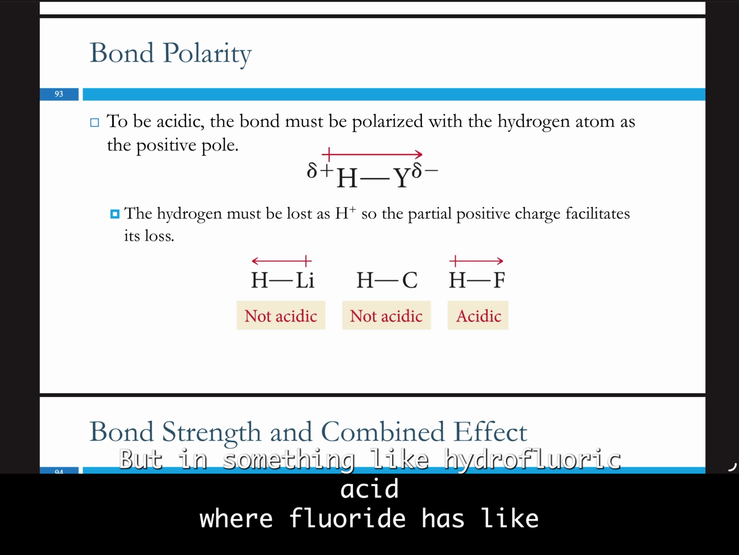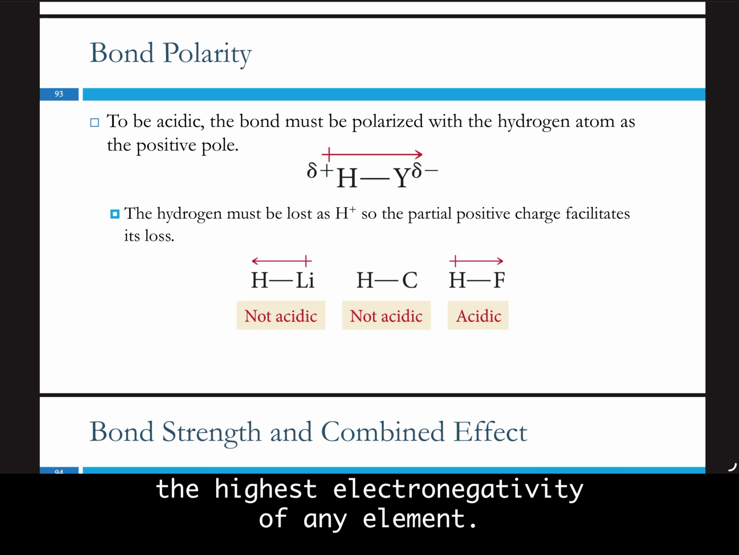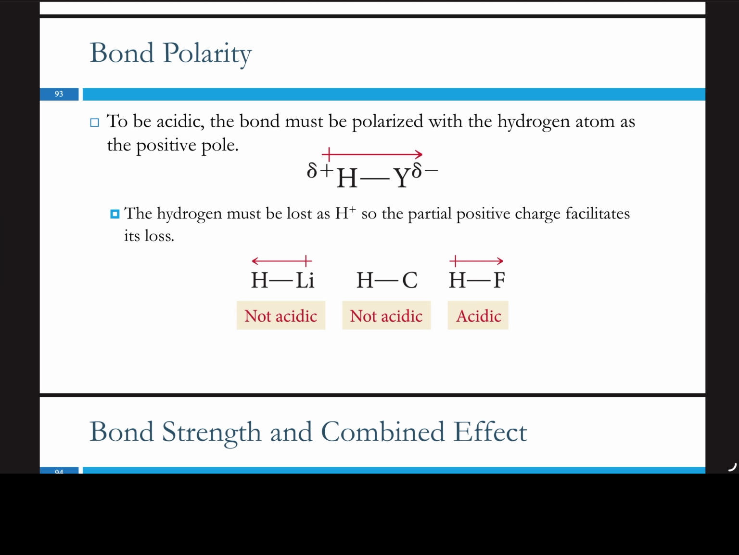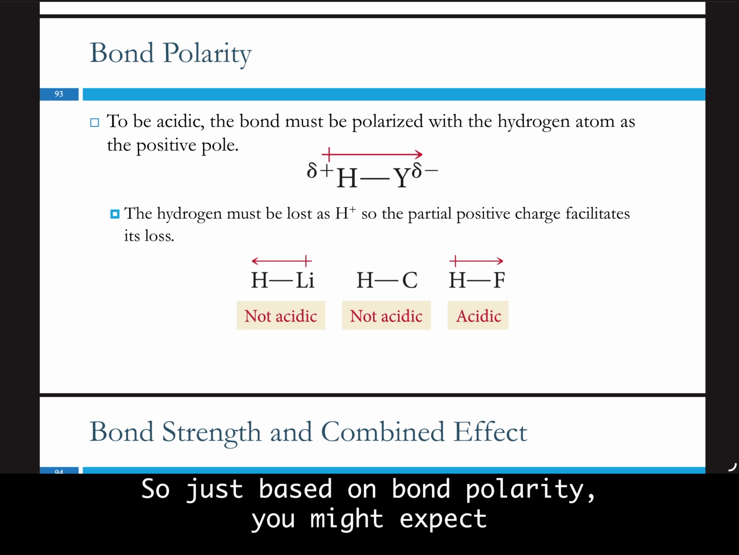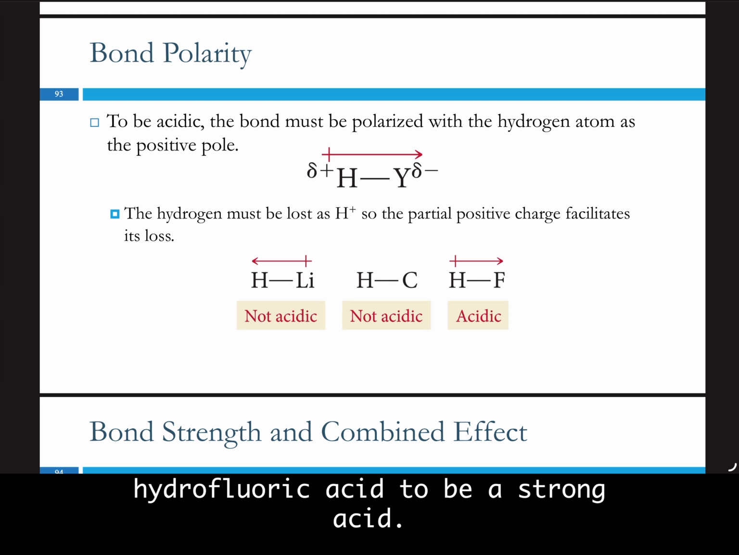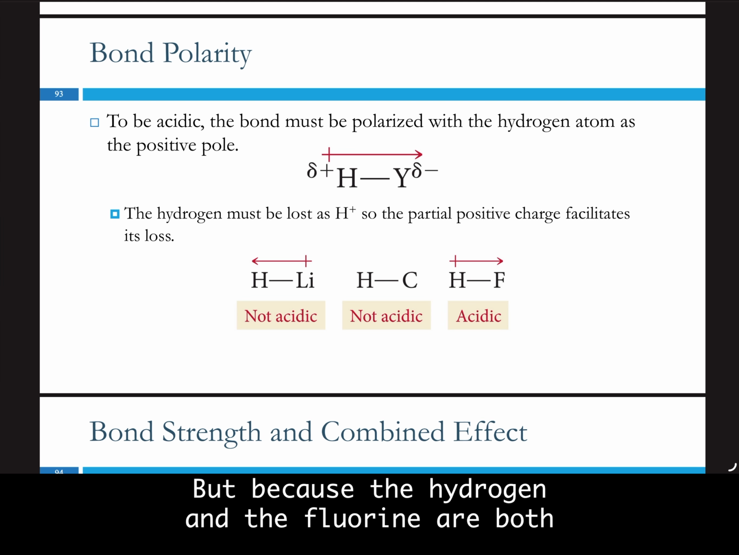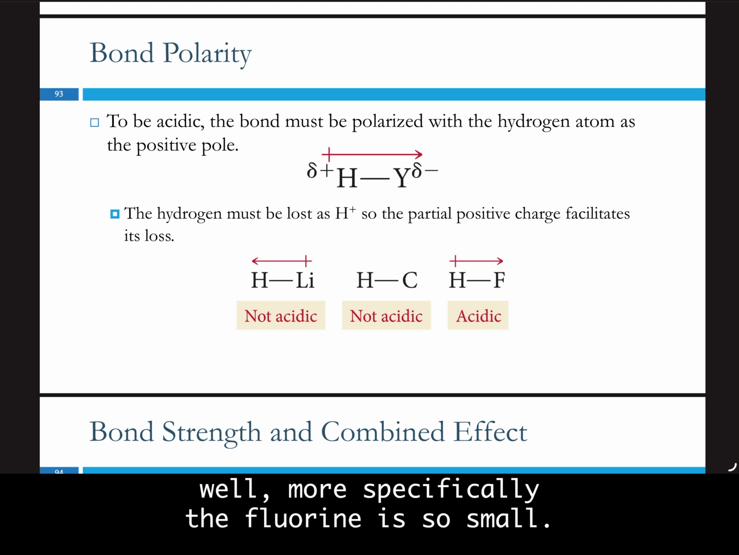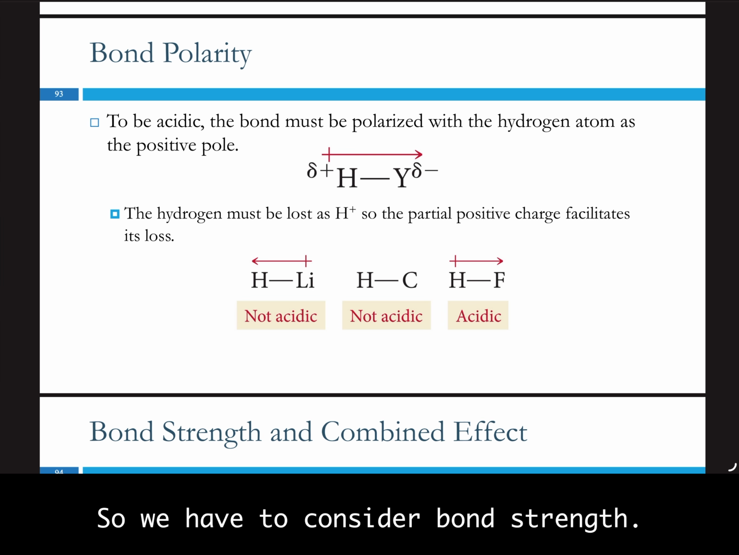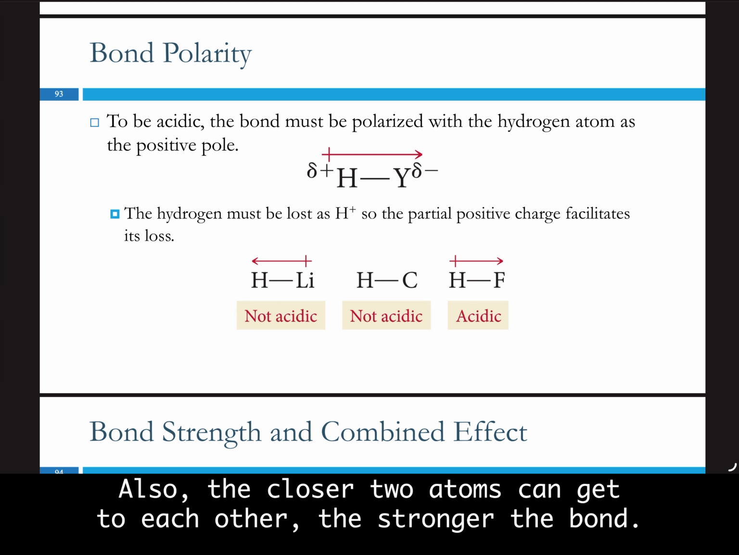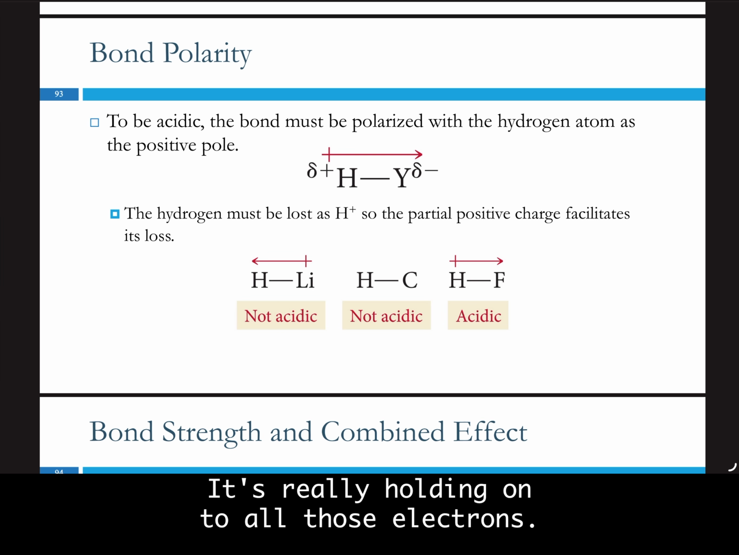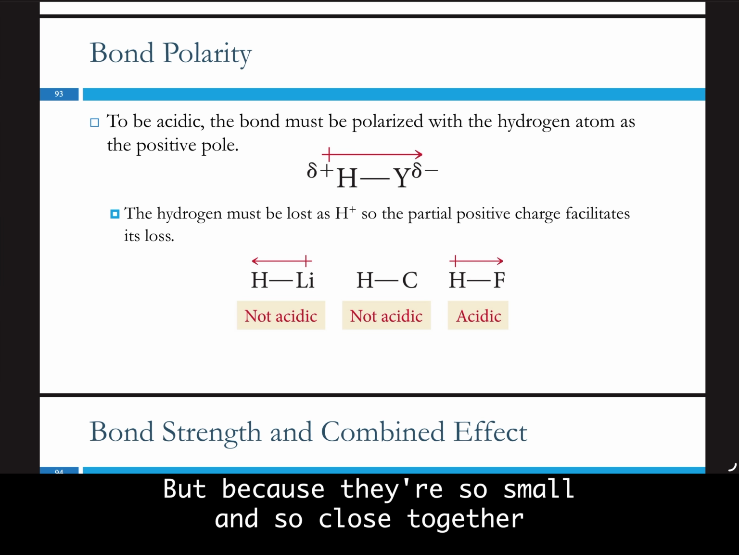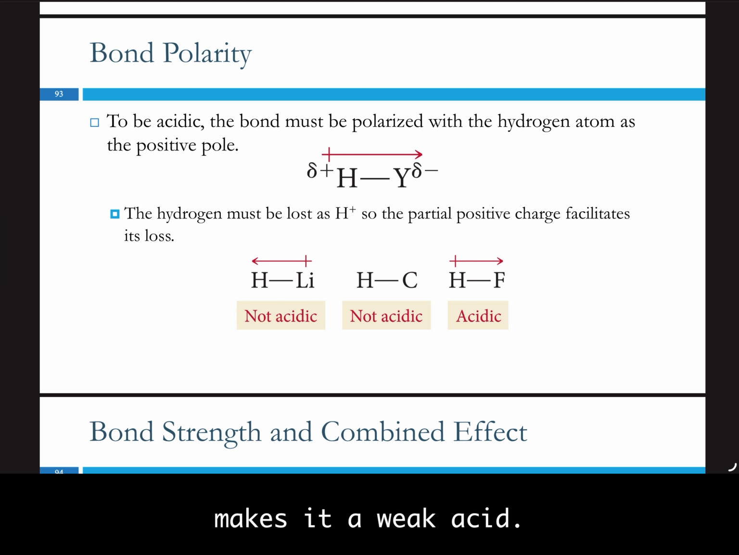But in something like hydrofluoric acid, where fluorine has the highest electronegativity of any element, it really has all of the electrons. Hydrogen has almost none. So just based on bond polarity, you might expect hydrofluoric acid to be a strong acid. But because the fluorine is so small, we have to consider bond strength also. The closer two atoms can get to each other, the stronger the bond. Fluorine is really small. It's really holding on to all those electrons. But because they're so small and so close together, that makes it a weak acid.